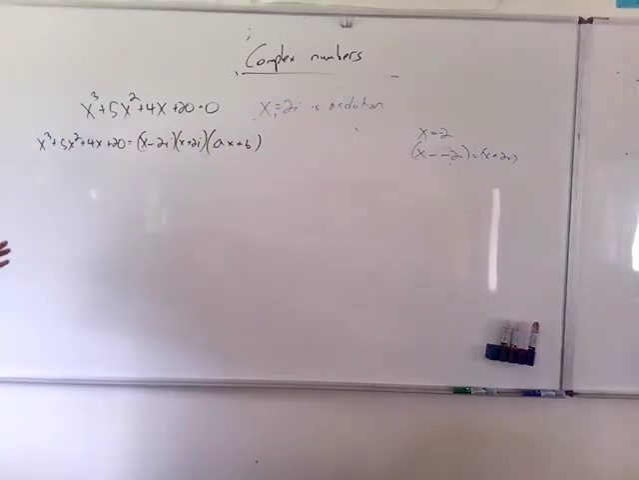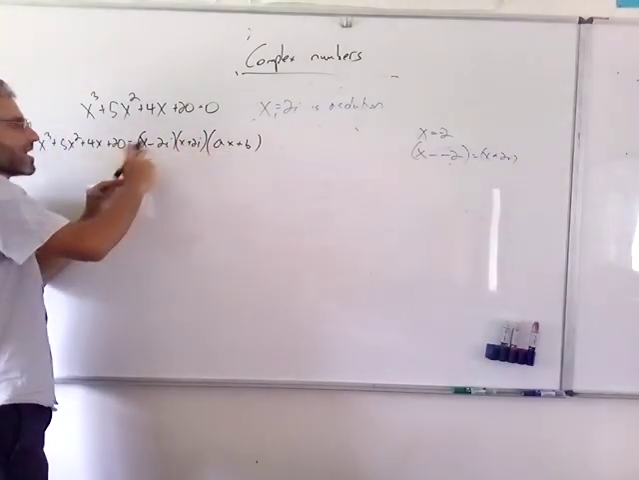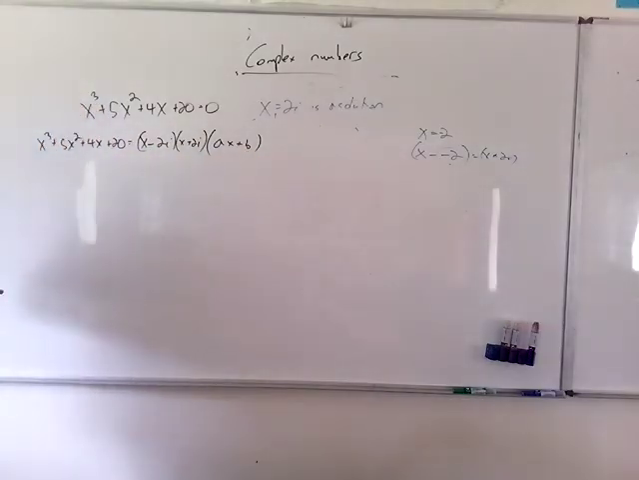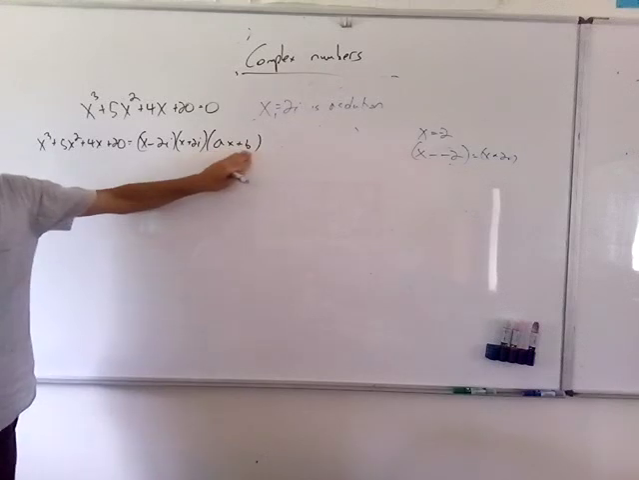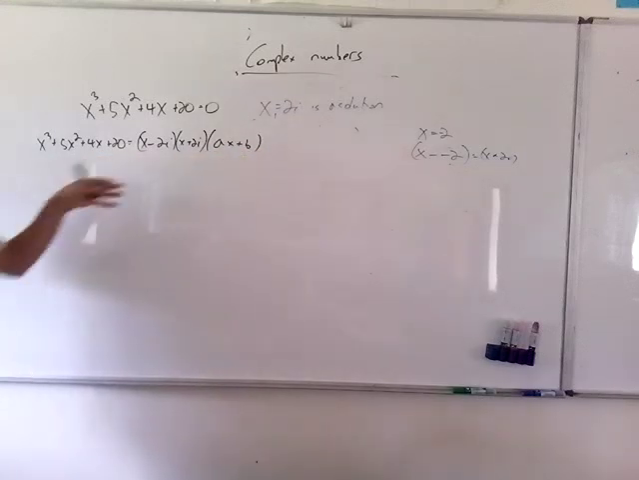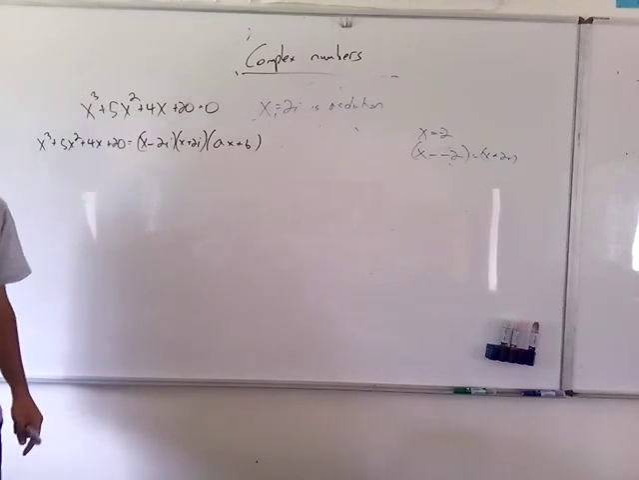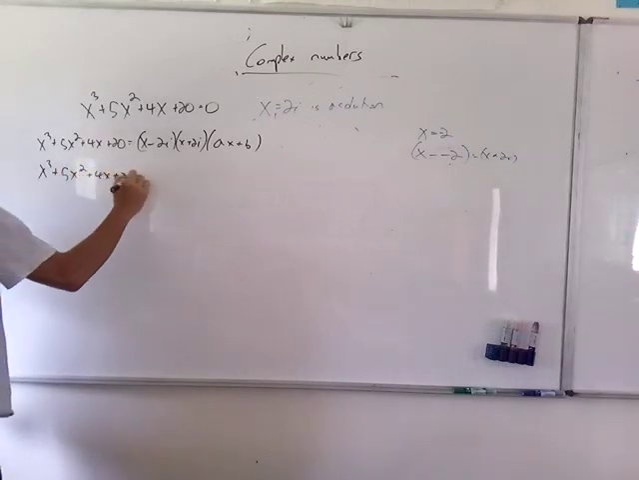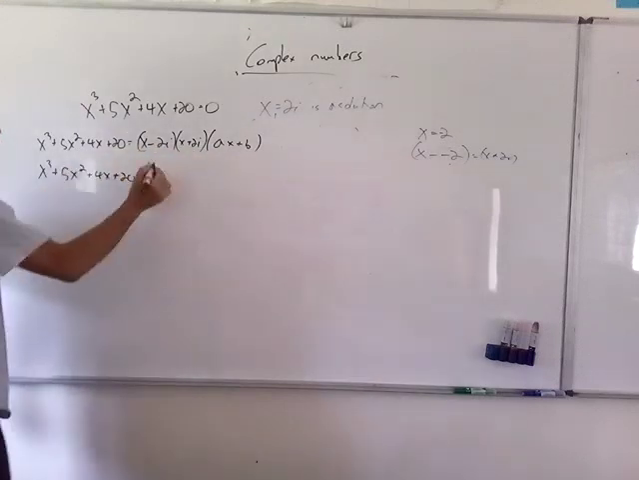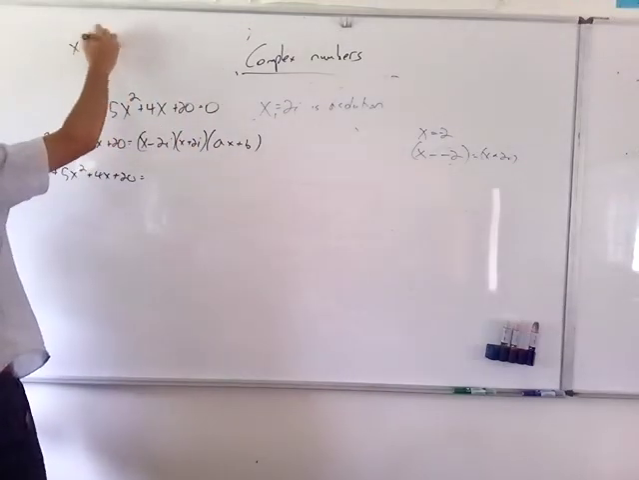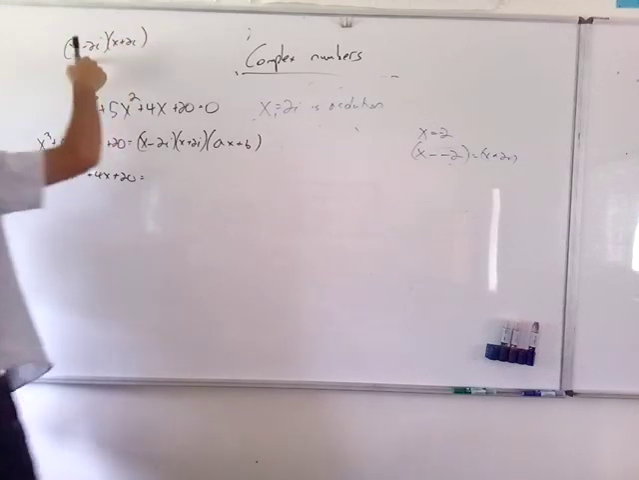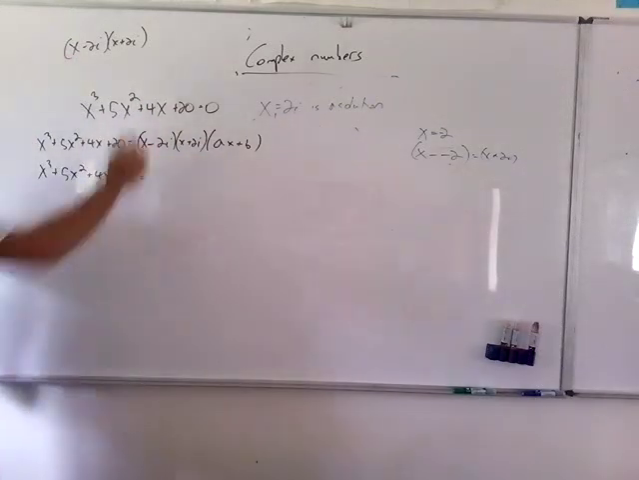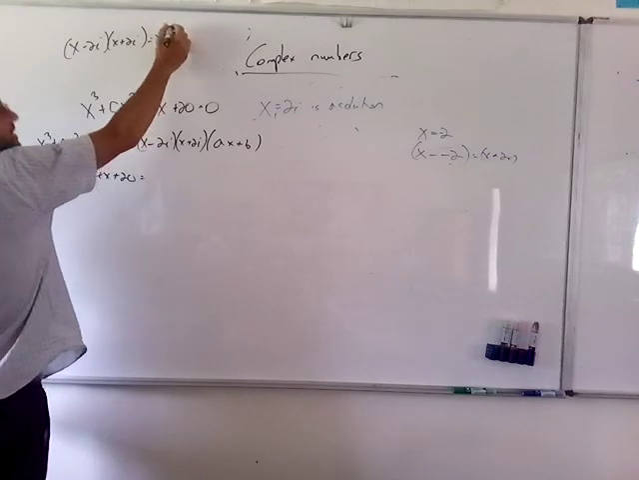Now, before you start multiplying ax plus b by x minus 2i and so on, don't do that, because these are all real numbers, so let's get rid of these imaginary numbers. How can I do that? I'm just multiplying them. What is x minus 2i times x plus 2i? A complex number times its conjugate. It's a difference of squares.